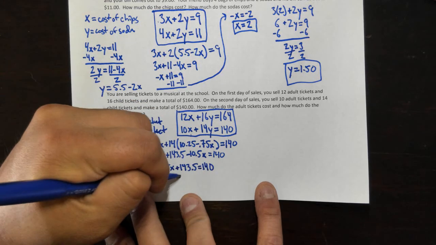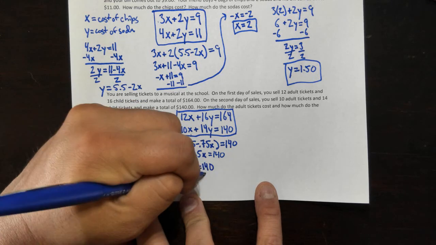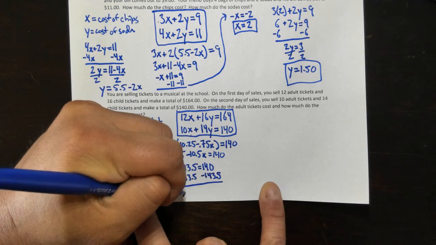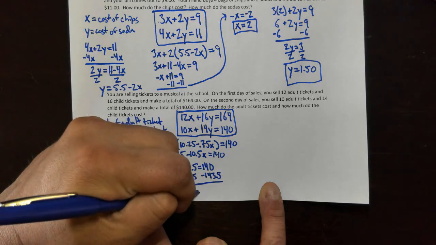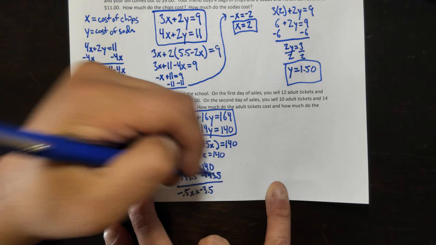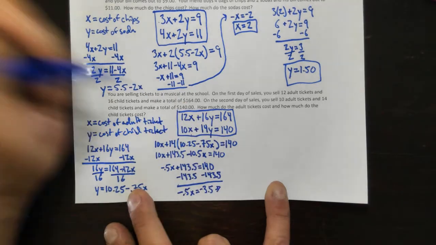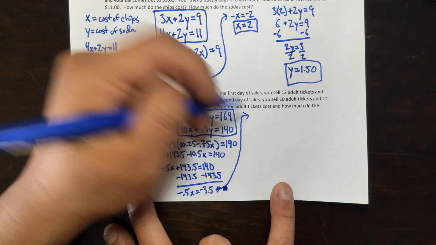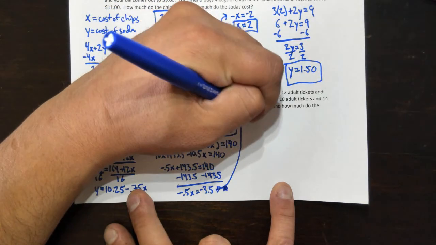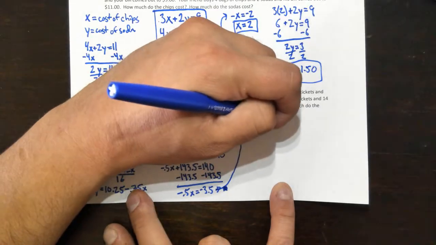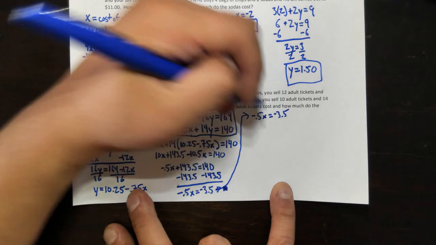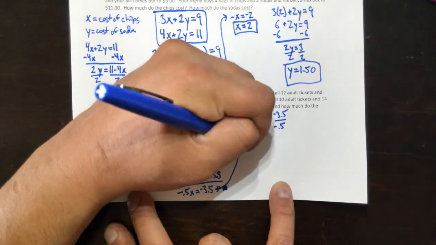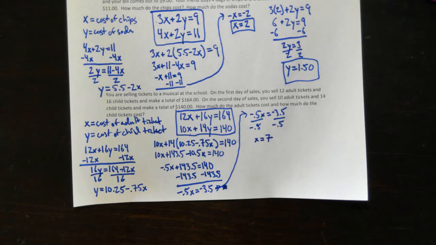We can subtract 143.5 from both sides. And we get negative 0.5x is equal to negative 3.5. So now we're not done solving. Sorry about that. Negative 0.5x equals negative 3.5. Now we can divide both sides by negative 0.5. And x is equal to 7.